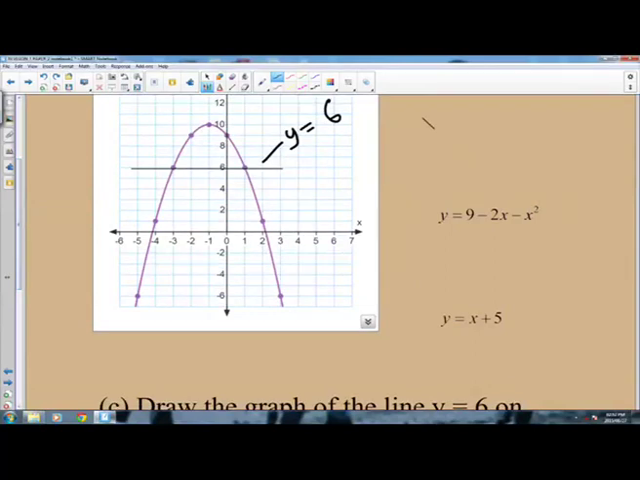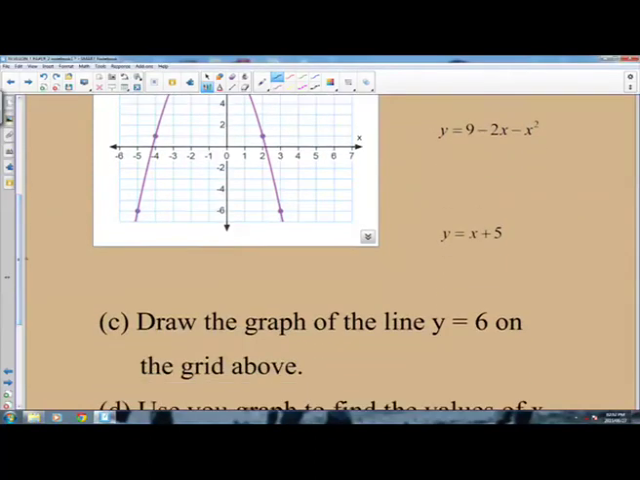y is equal to x plus 5. All that you need to draw this line is to come up with a table of values, where you have x and then y, and then you choose values of x. If you choose -5, what will be the value of y? The value of y will be -5 plus 5, so the value of y will be 0.